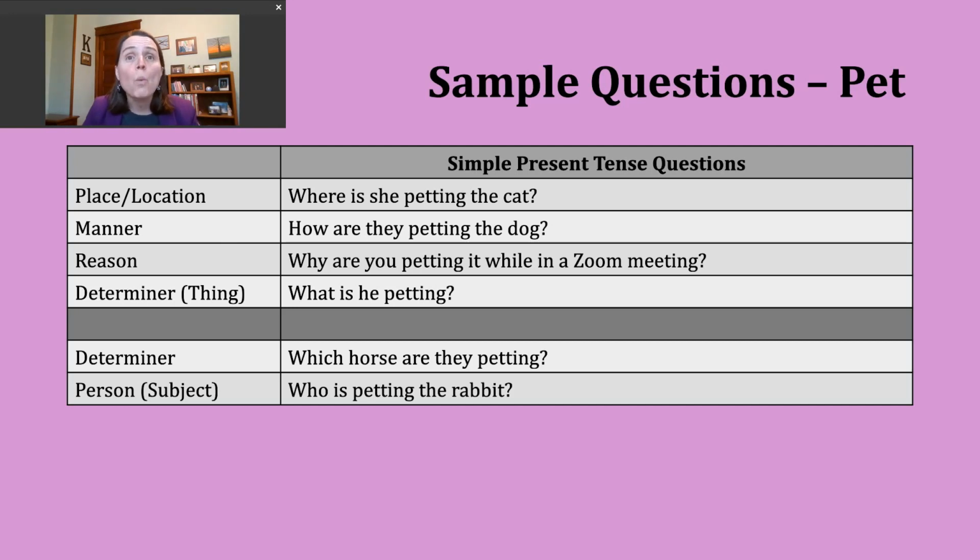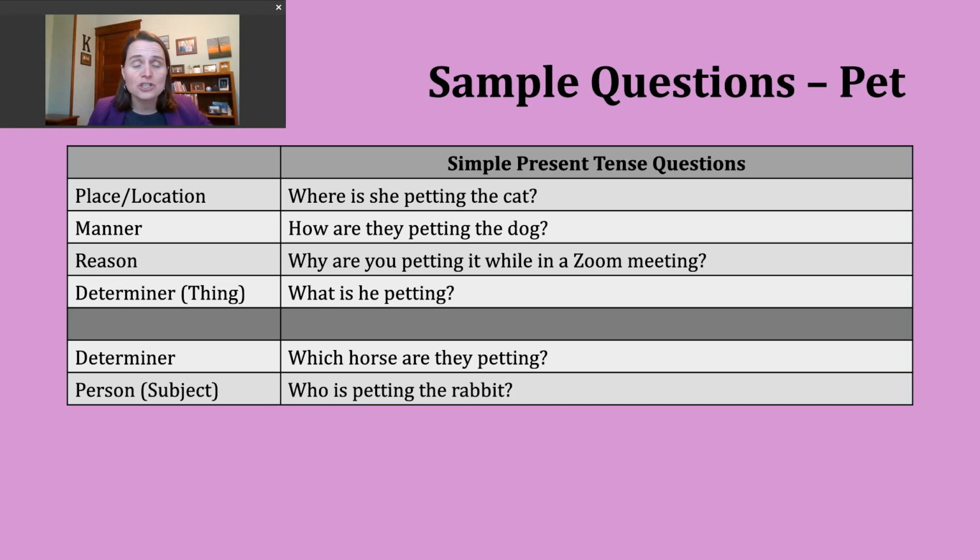The question word which, W-H-I-C-H, is one of those that's just a little bit different. When we use which, we're generally asking someone to make a choice between two or more options. Okay? So after the question word which, you're going to see a noun, right? Because we're asking someone to choose from those things. Okay? An example of this. Which horse are they petting? So there you still see be, you still see a subject, and you see the ing form the verb.